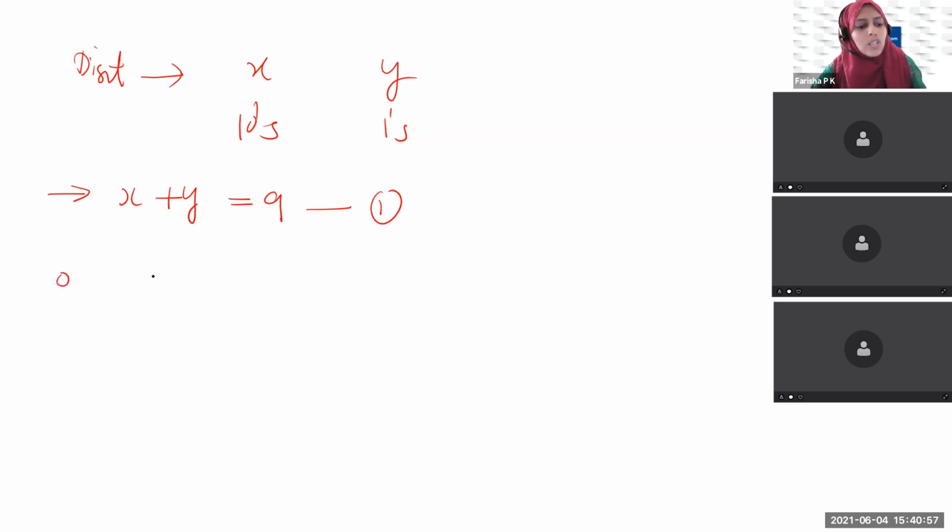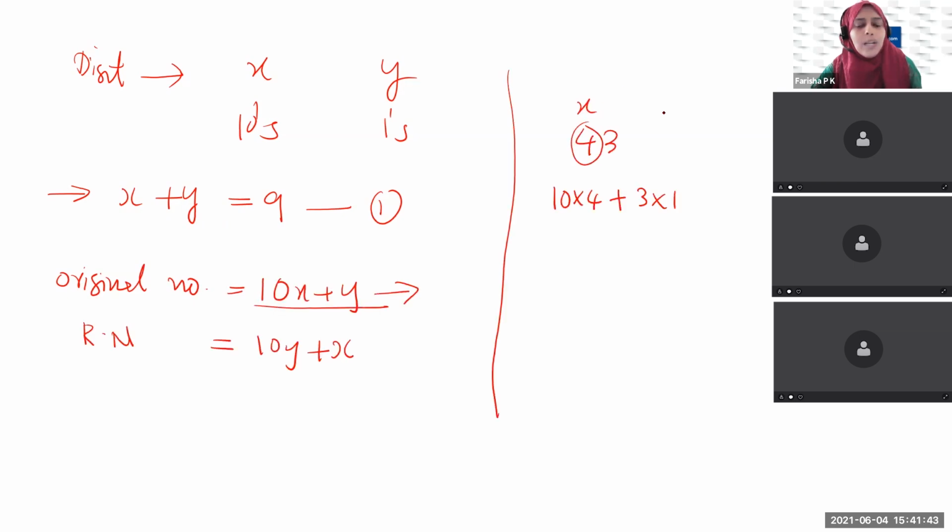Okay, now moving on to the second condition, that is the original number in general form. Let's take 43, where 3 is my variable y. Okay, now this is 10 into 4 plus 3 into 1. I multiplied 4 with 10 because 4 is in tens place. I multiplied 3 with 1 because 3 is in ones place. Similarly, you can do it for any other two-digit number. Okay, so here this xy, I can write it as 10x plus y.